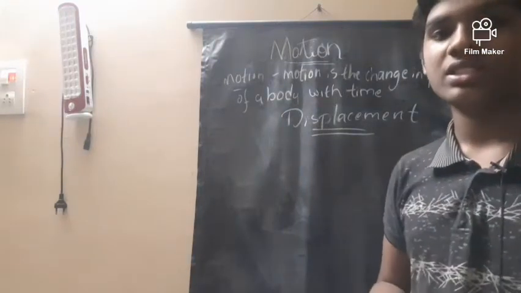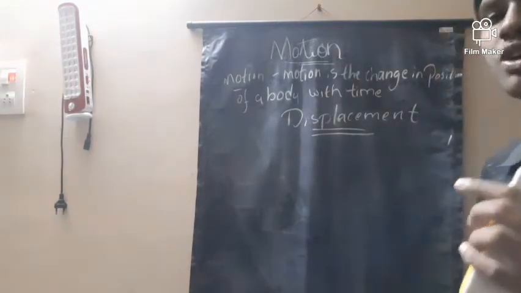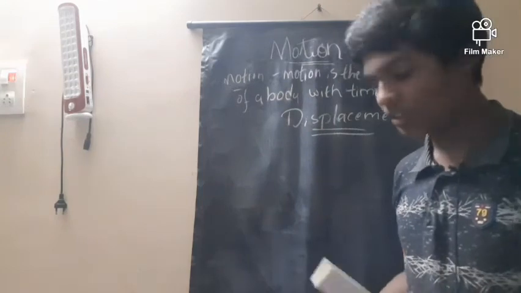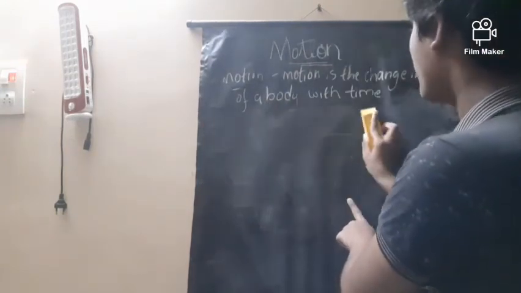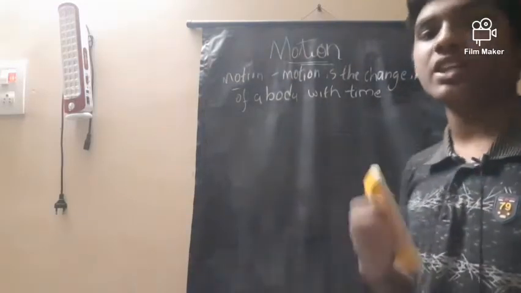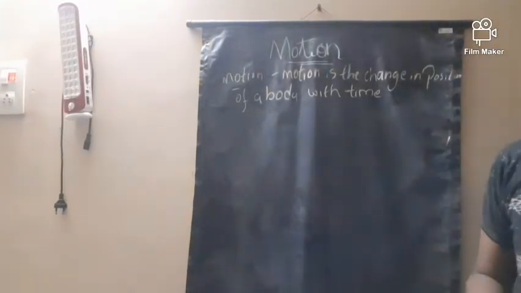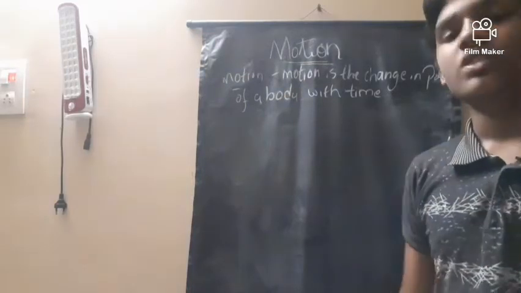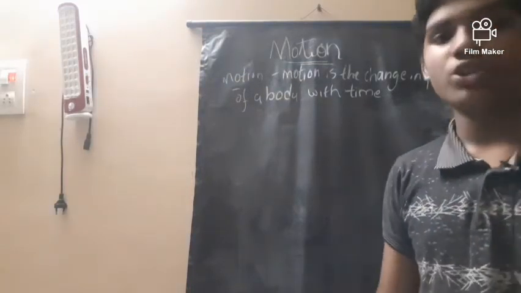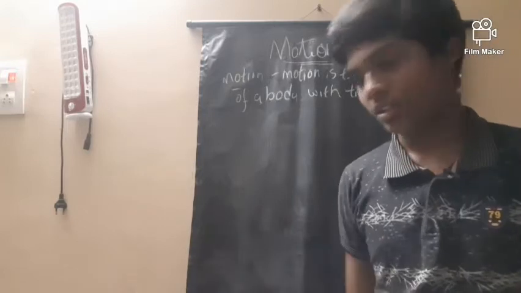Now let us see the types of motion. So I think you understand the displacement. Displacement is the actual length of the shortest path travelled by a body between two positions, the initial position and the final position, like that.